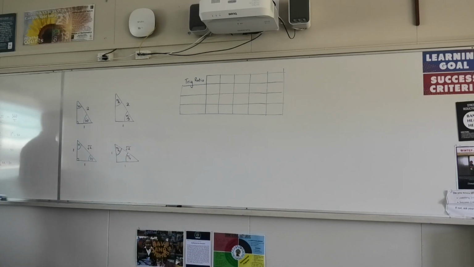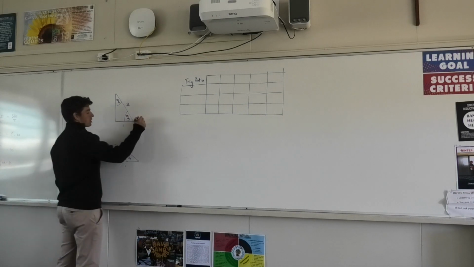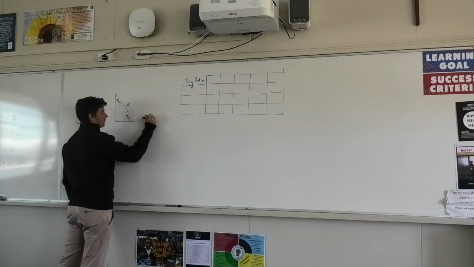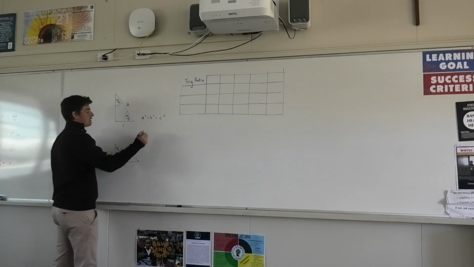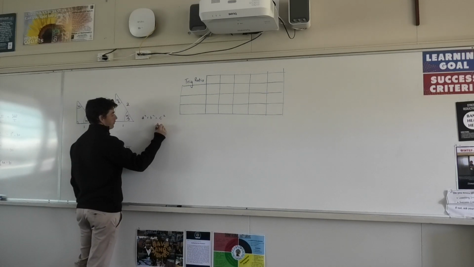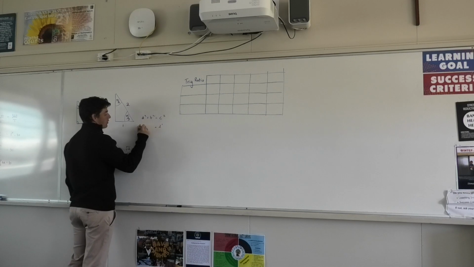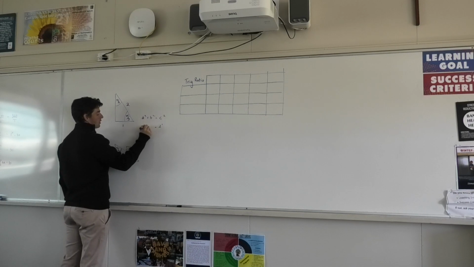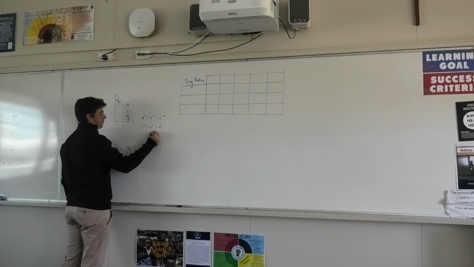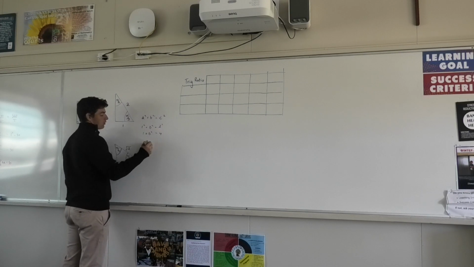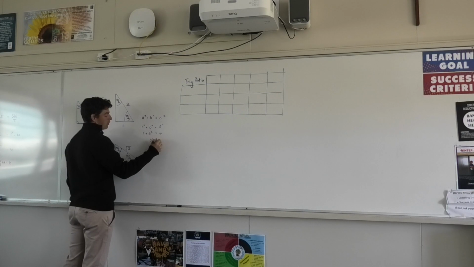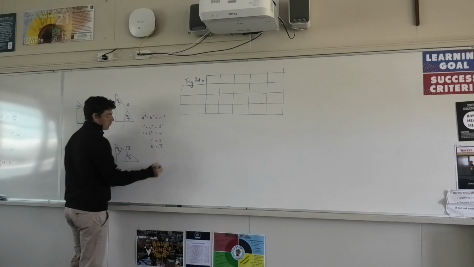Using Pythag. A squared plus B squared equals? C squared. I know my C is what? 2. 2 squared. A is? 1. And B is unknown. So now I've got 1 plus B squared equals 4. B squared equals 3. B equals root 3.